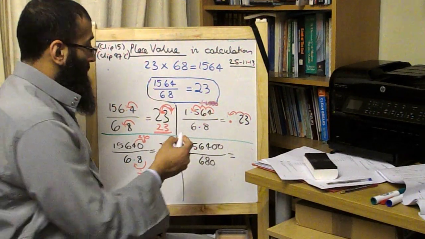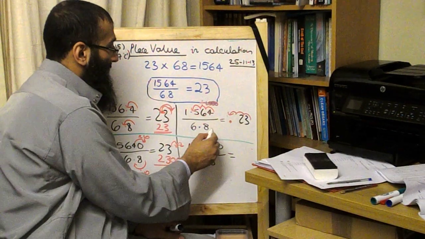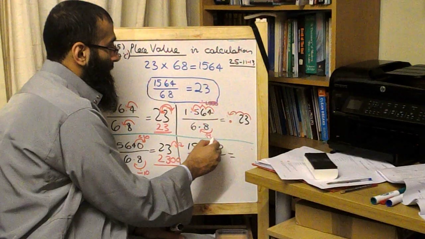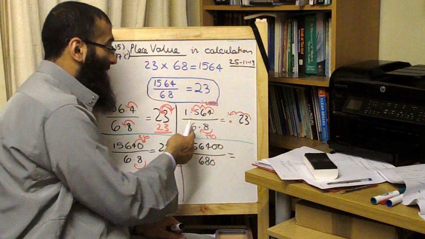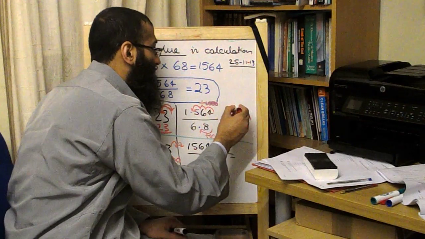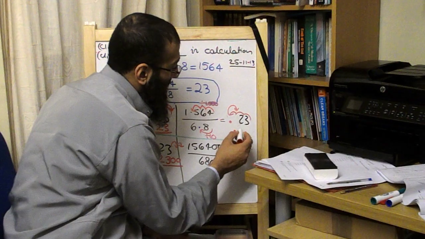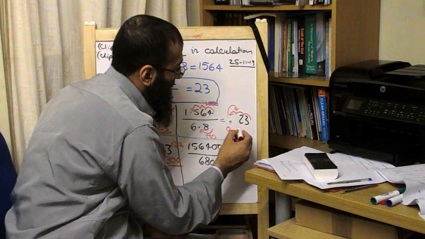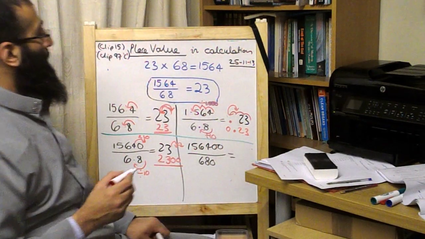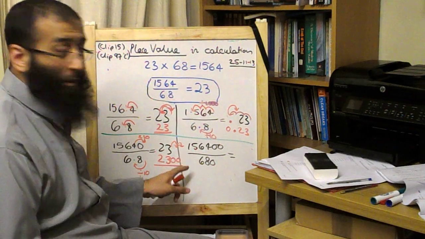Now, what we've done here is make the bottom number, from 68 to 6.8, 10 times smaller. If you make the bottom number 10 times smaller, it has the opposite effect on the answer, making the answer 10 times bigger. So the new decimal point goes here, and the answer becomes 0.23.